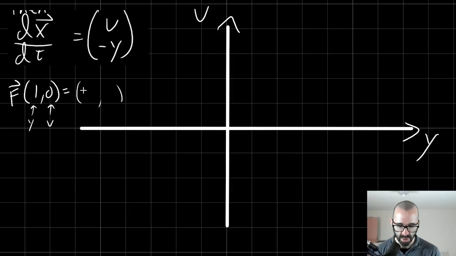Our textbook uses parentheses though, so I'm going to be consistent with that. We can say, okay, v is 0, and negative y is negative 1. So at 1 comma 0, the vector is 0 comma negative 1.